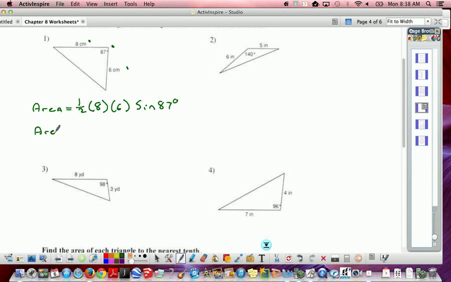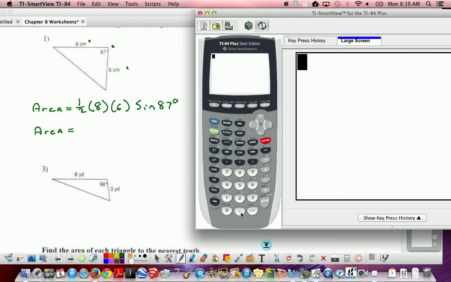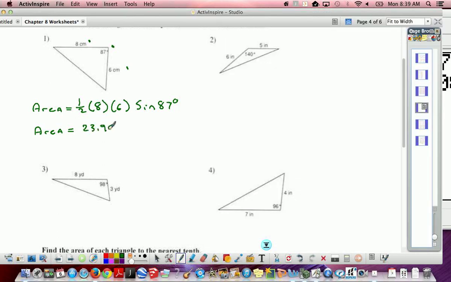So what's nice is you can type this right into your calculator. I'm going to show at least the first one typed into the calculator. So when I do 1/2, I go 0.5 times 8 times 6 times sine of 87 degrees, close the parentheses, 23.967. Again, it says to round to the nearest tenth, so this should be 24.0. Our units are centimeters squared since we're talking about an area.